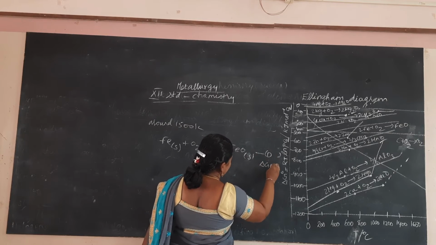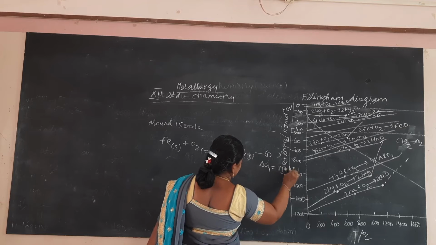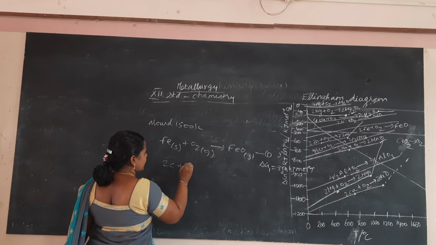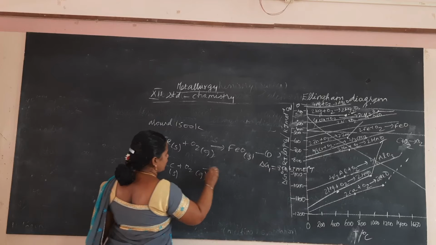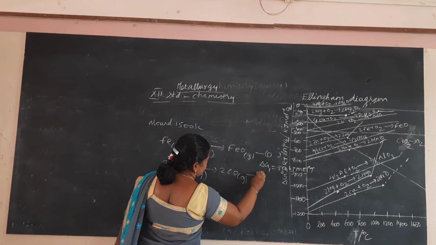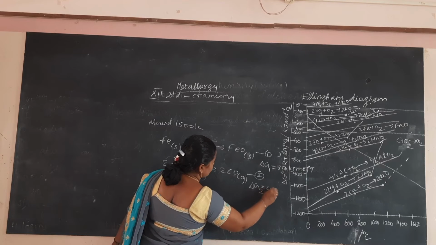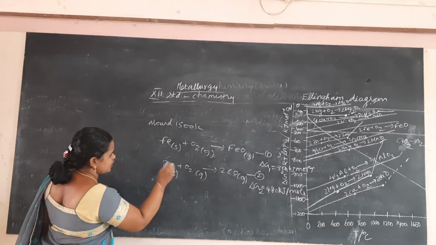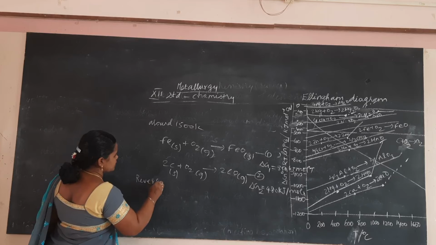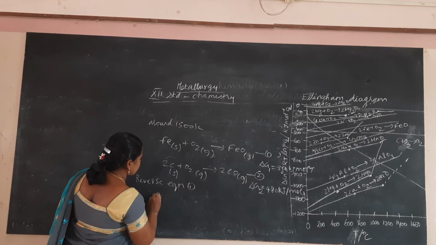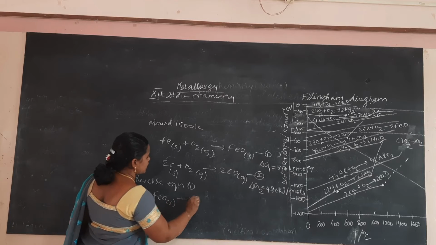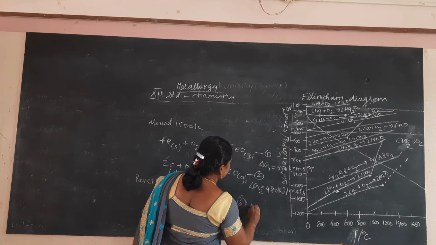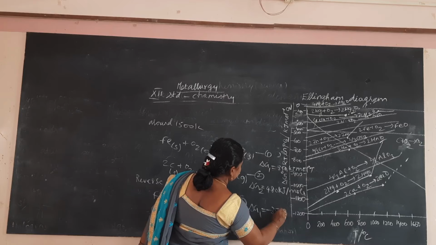So here the del G1 will be equal to 350 kilojoule per mole, and this carbon reacts with oxygen gas to form carbon monoxide gas. Here the del G2 will be equal to 480 kilojoule per mole, and here you reverse the first equation, equation 1. So this iron oxide solid gives iron solid plus O2 gas. So the del G1 will be equal to minus 350 kilojoule per mole.